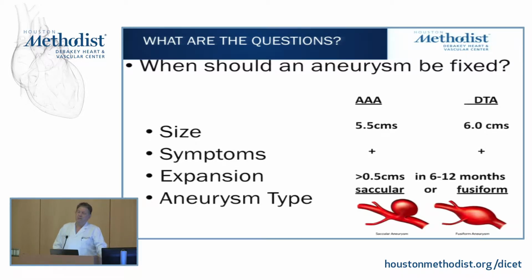The morphology of the aneurysm is something that we also consider. Most aneurysms are fusiform. And the fusiform you can see here, diffusely enlarged. A few are saccular.